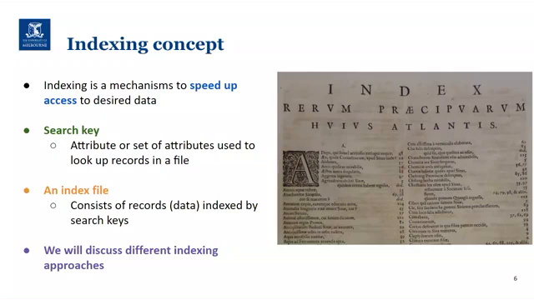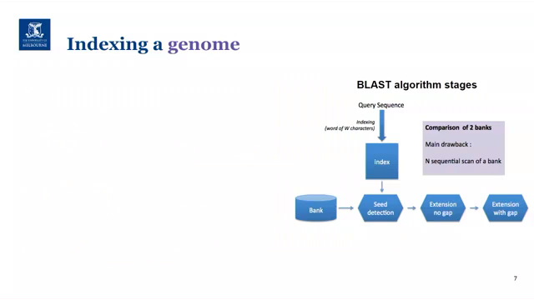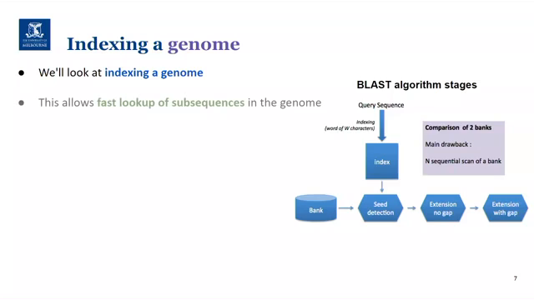And here we'll discuss a few different ways of indexing or generating this index and how it can be used in a real-world situation. And we'll start with the idea of indexing a genome. And that's quite important for the BLAST algorithm. If you recall from week 2, if you don't, I don't blame you, it's been 7 weeks. So let's look at indexing a genome.